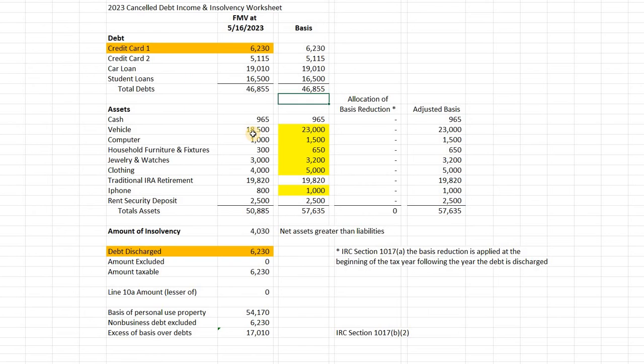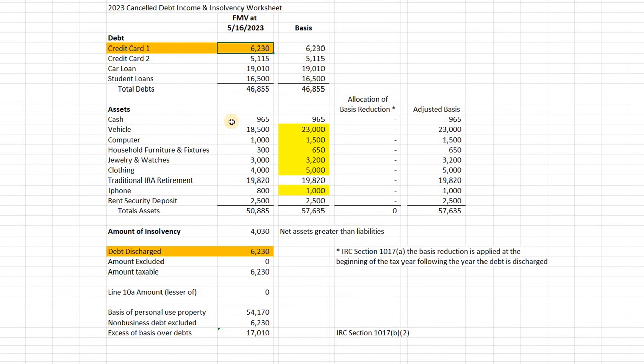If we look at the insolvency worksheet that John put together, the debts are at the top left-hand corner. He has this one credit card with $6,230, credit card number 2. He has a car loan and he has some student loans. So his total debts are $46,855, and the $6,230 is the debt that's being canceled.